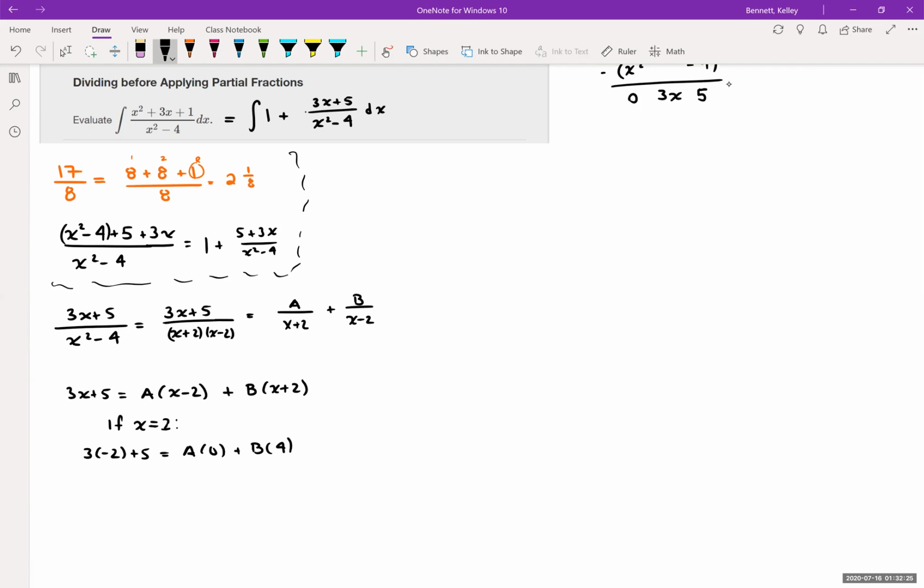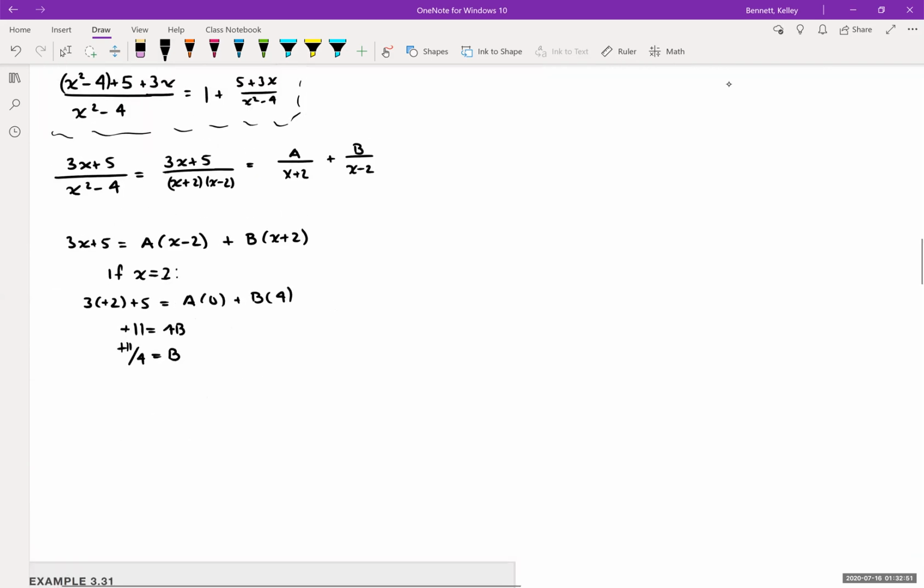So this is this and this. I'm off by a sign somewhere. Oh, right, because it's not negative 2. Okay, so B is 11/4. Good save.